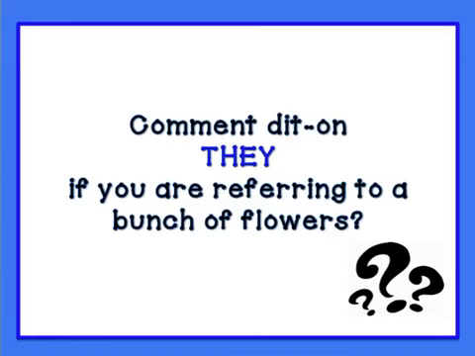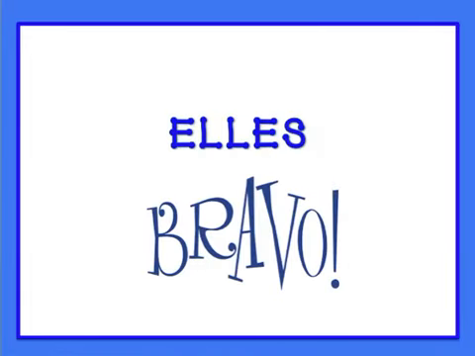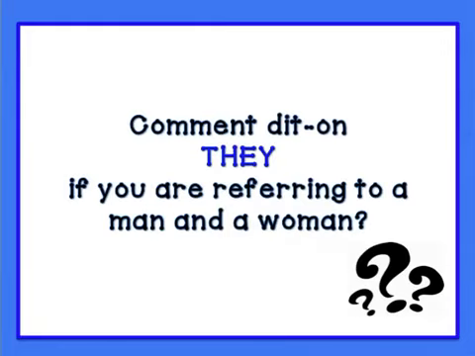Comment dit-on they if you are referring to a bunch of flowers? Now here's the tricky part, right? Because you have to know how to say flower and you have to know if it's masculine or feminine. So if you said elles, bravo, très bien. If you said ils, well then just chalk it up to experience and now you know that fleur, the word for flower, is feminine. Une fleur. La fleur. Alors, comment dit-on they if you were referring to a man and a woman? Ils. Ils, that's right. Mixed group is always ils.